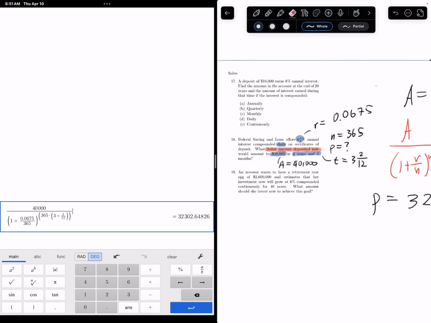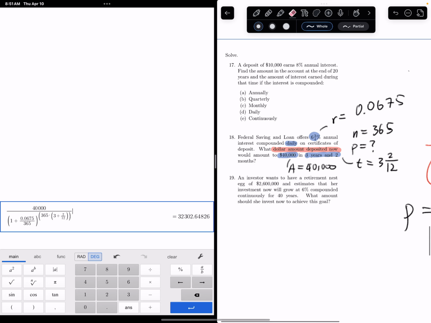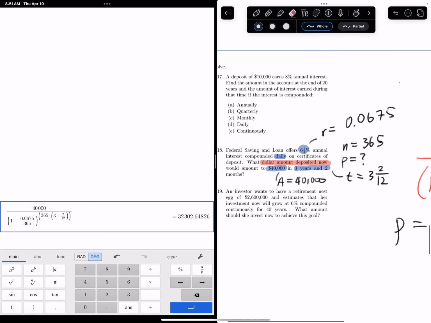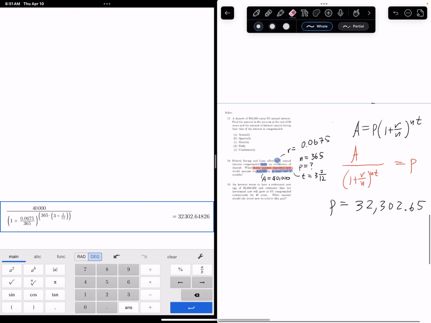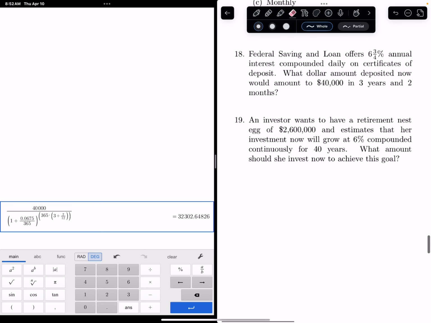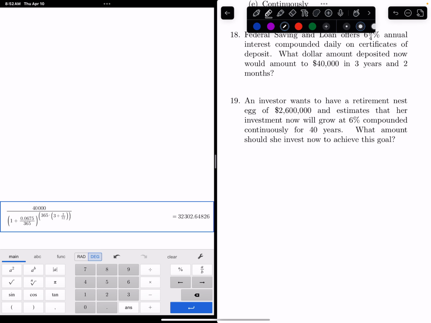Okay, that was question 18. We just solved 18. Okay, so now we're doing question 19. Let me try to zoom in here. Let me clean things up first. Okay, number 19. Investor wants to have a retirement nest egg of $2,600,000 and estimates that her investment will grow at 6% compounded continuously for 40 years. What amount should she invest now to achieve this goal?